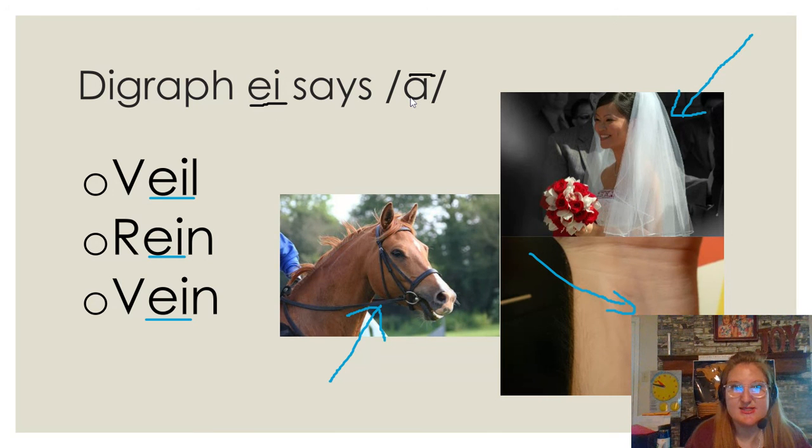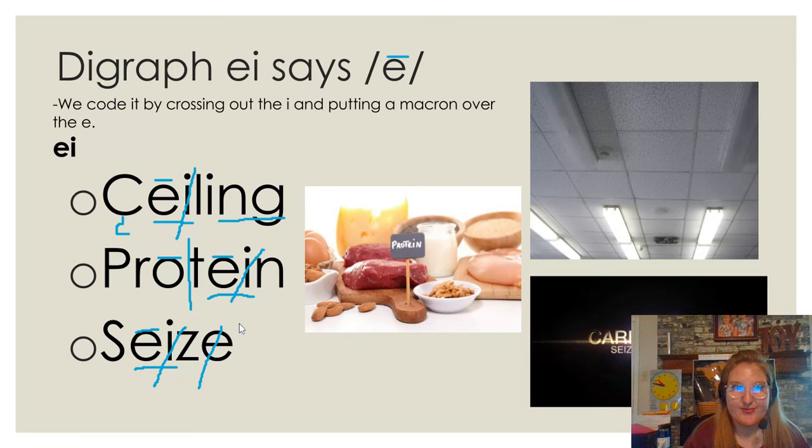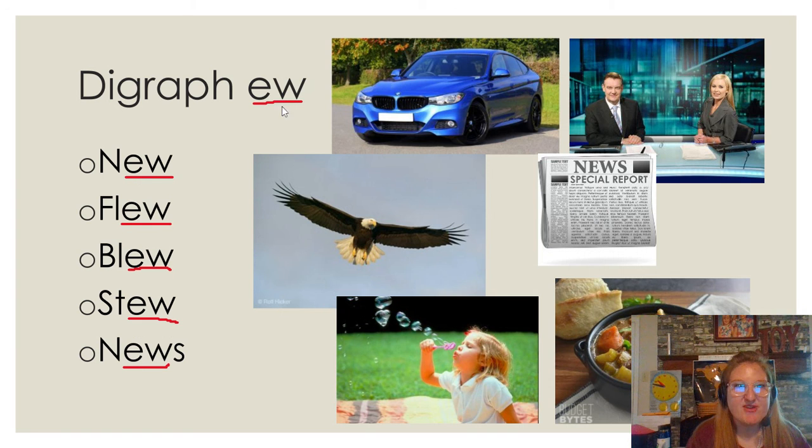Digraph EI says A, like in veil, rain, vein. Digraph EI says E. And remember, we underline it and cross out that I because it doesn't say anything. And we put a macron above the E to make the long sound, like in ceiling, protein, seas. And our digraph EW says U or OO, like in new, flu, blue, stew, news. Okay, boys and girls, that's it for our review.